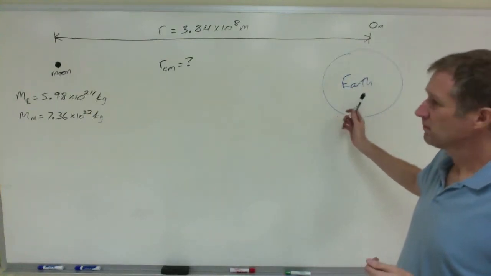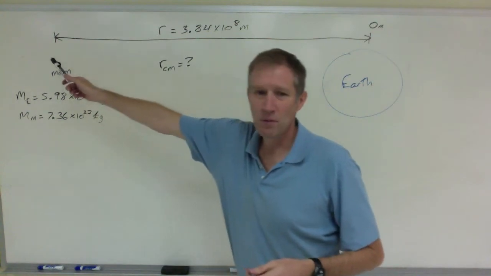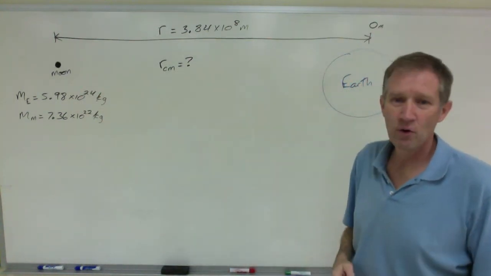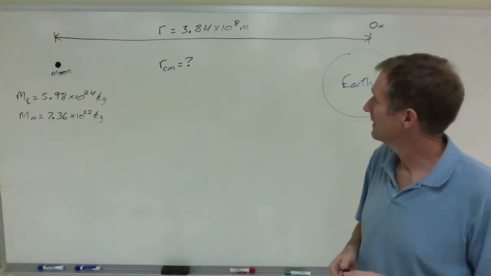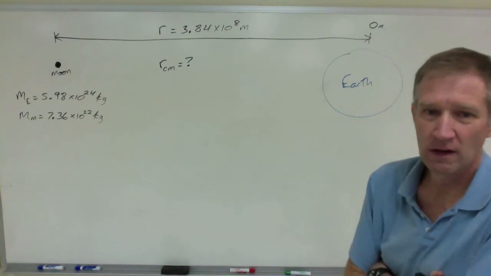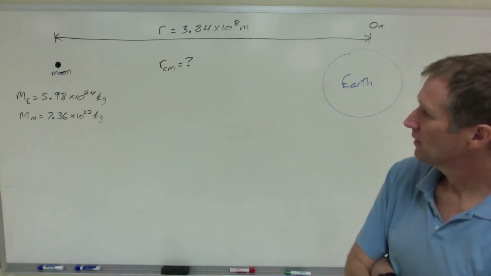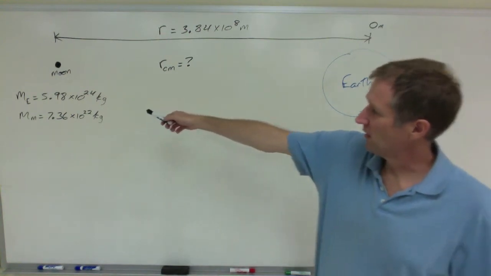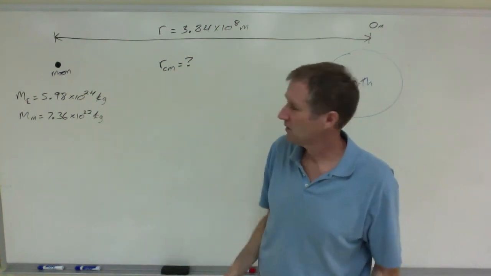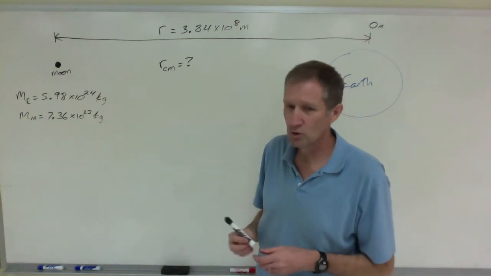We have the Earth. We have the Moon. They are separated by 3.84 times 10 to the 8 meters. That's 384 million meters, 384,000 kilometers. The mass of the Earth is given as 5.98 times 10 to the 24 kilograms, and the mass of the Moon, 7.36 times 10 to the 22 kilograms.